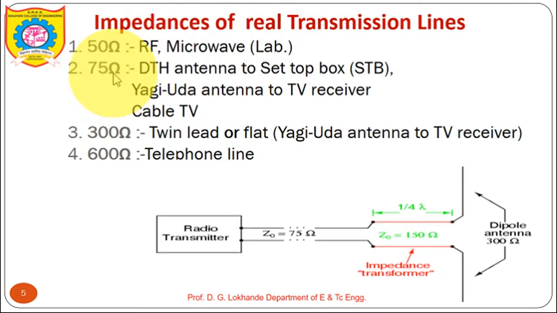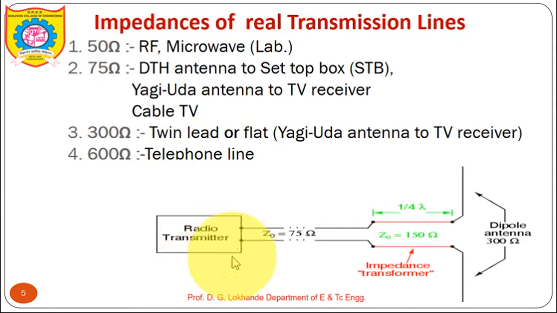The second one is 75 ohm, which is required for the DTH antenna, direct to home antenna, to the set-top box converter, and Yagi-Uda antenna to the TV receiver or cable TV. The third impedance is 300 ohm, which is the twin lead or flat line from the Yagi-Uda antenna to the TV receiver. The fourth one is 600 ohm, which is required for the telephone line.